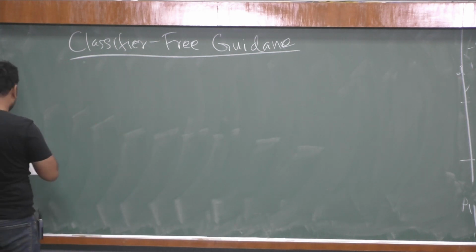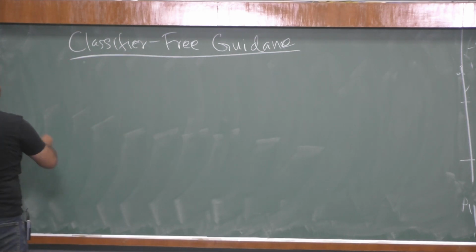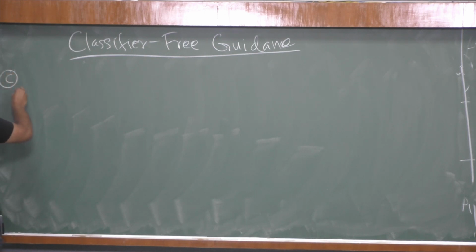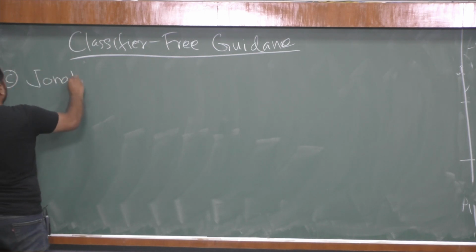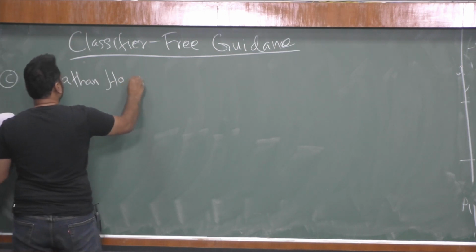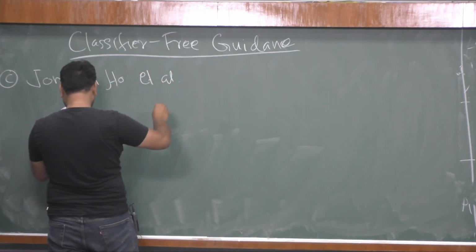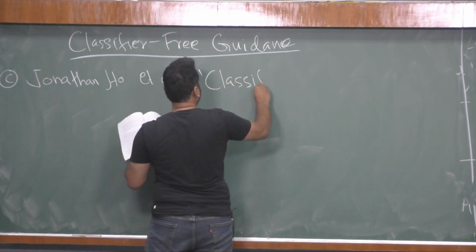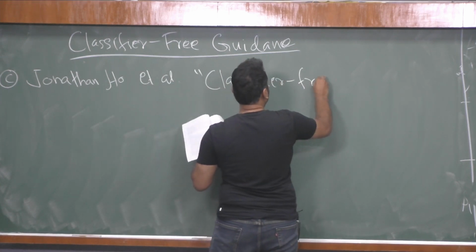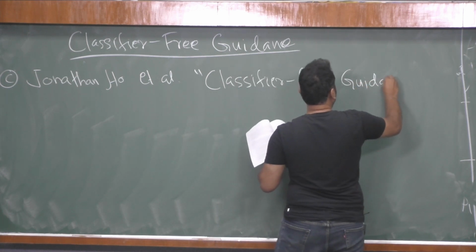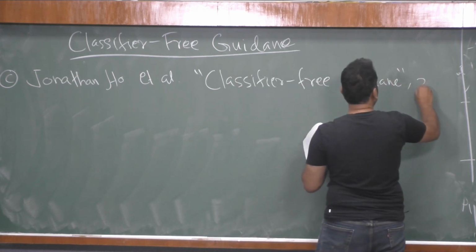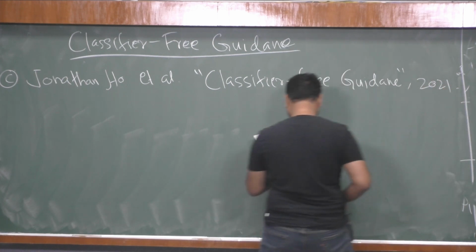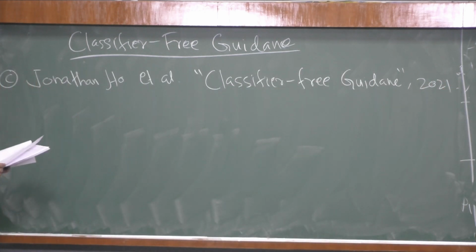So in classifier-free guidance, this is reference 21. Let us say this is our reference C. This is Jonathan Ho et al., and the title is "Classifier-Free Diffusion Guidance," and this appeared in 2021. In fact, this appeared in the NeurIPS workshop.